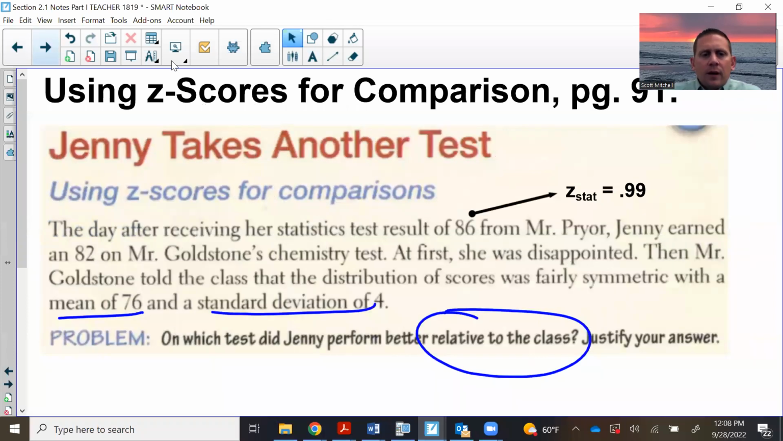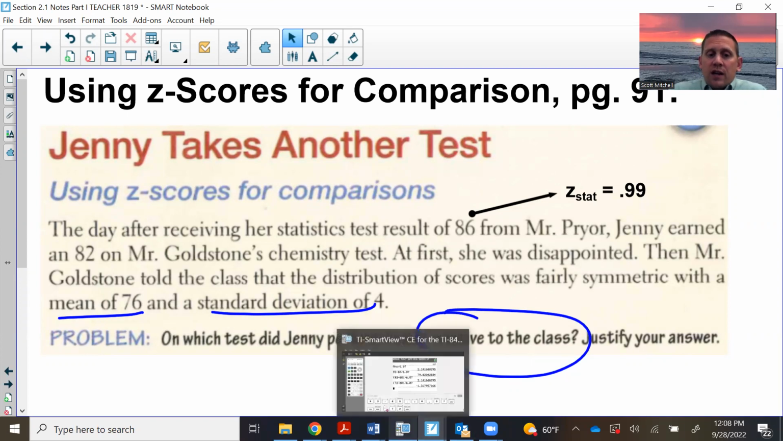All right. Let's see. On which test did Jenny perform better relative to the class? So the day after receiving her stats test, Jenny earned 82 on Mr. Goldstone's chemistry test. At first, she was disappointed that Mr. Goldstone told the class the distribution scores were fairly symmetric with a mean of 76 and a standard deviation of 4. So again, she got a lower score on this chemistry test, but did she do better or did she do worse? So let's go to the calculator.